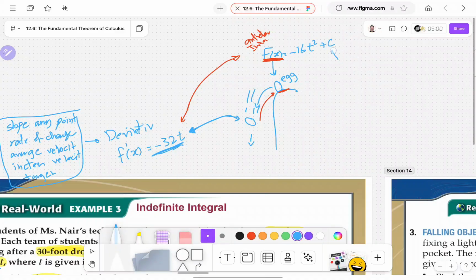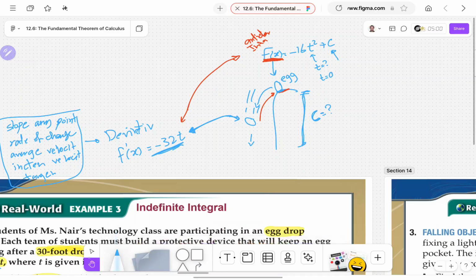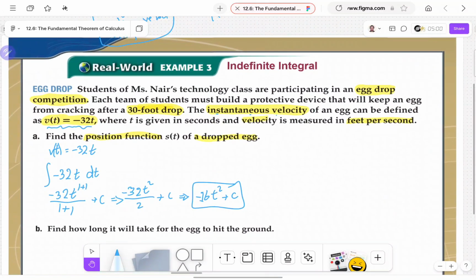Now my goal is to find c, because c represents the height. How can I find c? To find c, I need to know what t is, because if I know t, I can substitute t and then find c. Let me answer this question: what is the time of the egg at the beginning? Did the egg move, or did it not do anything? No. So the time when the egg did not do anything is equal to 0, because it's at the beginning. So now I substitute t with 0 and I get the answer.